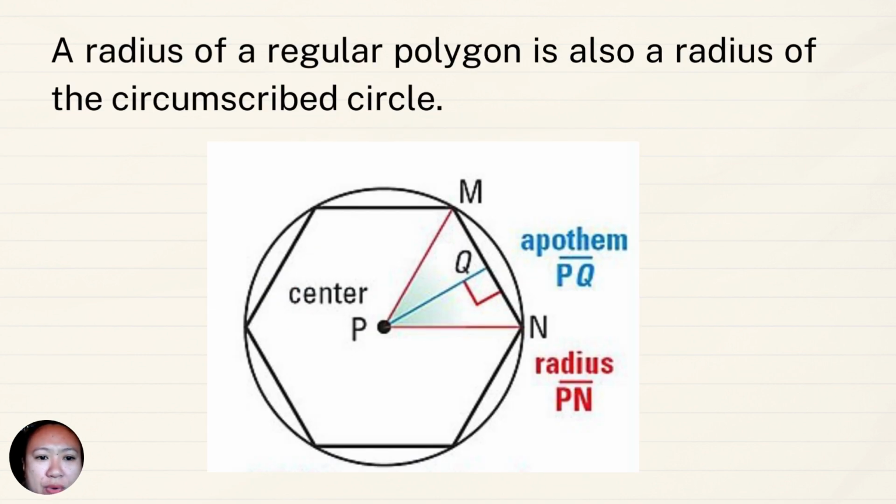A radius of a regular polygon is also a radius of the circumscribed circle. From the illustration, line segment PN is the radius of the polygon and the circumscribed circle. PM we can also consider as the radius of our circumscribed circle as well as our regular polygon.